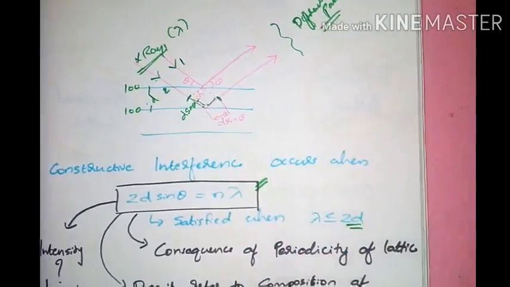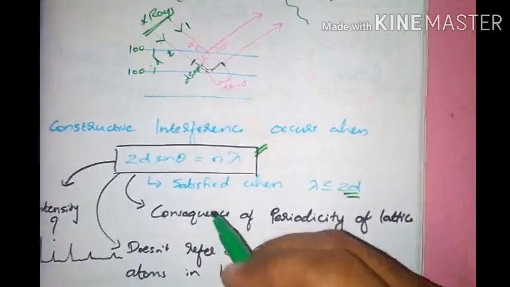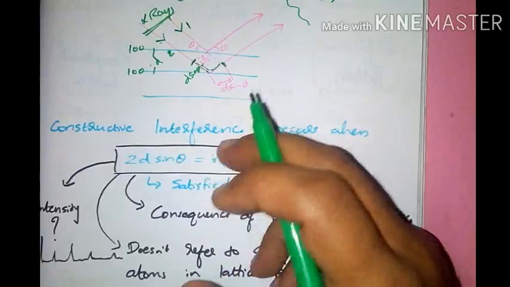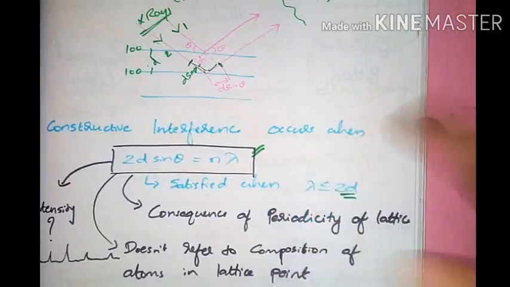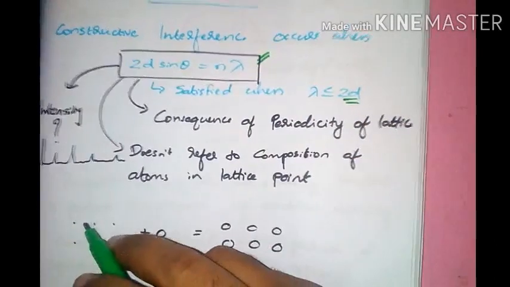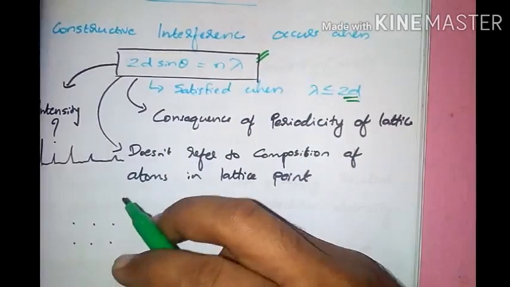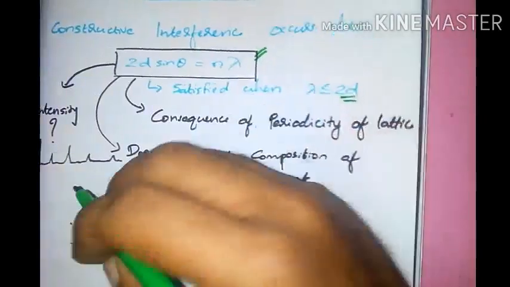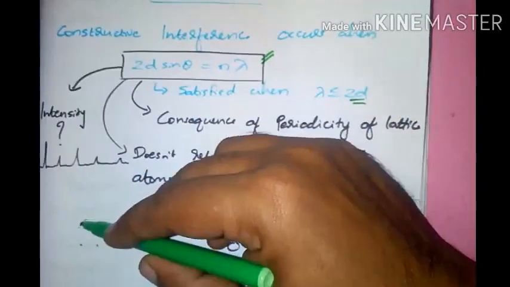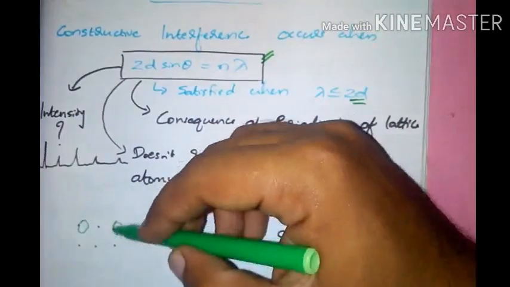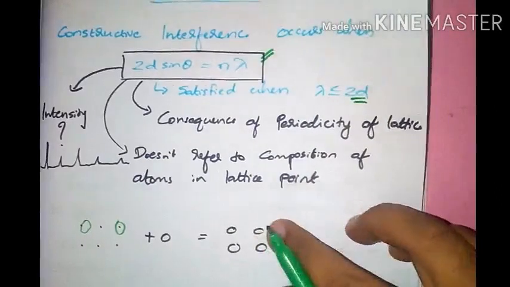So that's the first condition, and the next condition is that this equation can be obtained only because of the periodicity of the crystal, or periodicity of the lattice. A lattice is a set of imaginary points located in space. They have a periodic arrangement. If we place some atoms or molecules in this lattice, we obtain a crystal structure.